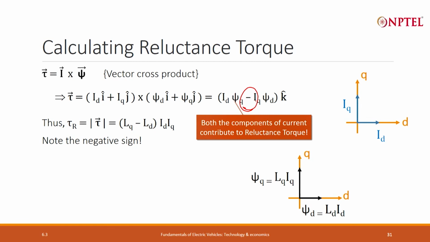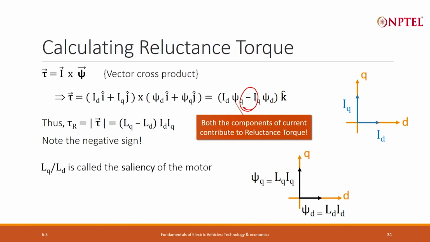That is why when LD is equal to LQ, what will happen to the reluctance torque? If LD is equal to LQ, what will be the value of this torque? It will be 0, because the two opposing torques will just cancel each other out, and that is what happens in the SPM motor. Whereas in the IPM, because LD and LQ are different, you have a net gain of torque.